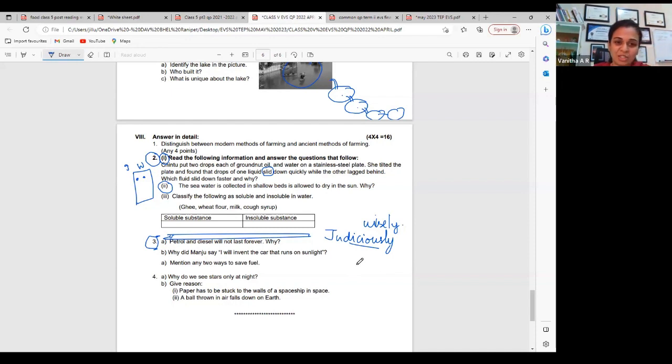The answer is the same. It is non-renewable. They are limited. It takes millions of years to form. So for your slow learners, teachers, we have to pay much attention. You tell them petrol and diesel will not last forever. That they'll be able to read. Leave the words which follow the question, judiciously, wisely. If you don't know that, don't panic. Read that: petrol and diesel will not last forever. So you write the points why they will not last forever.